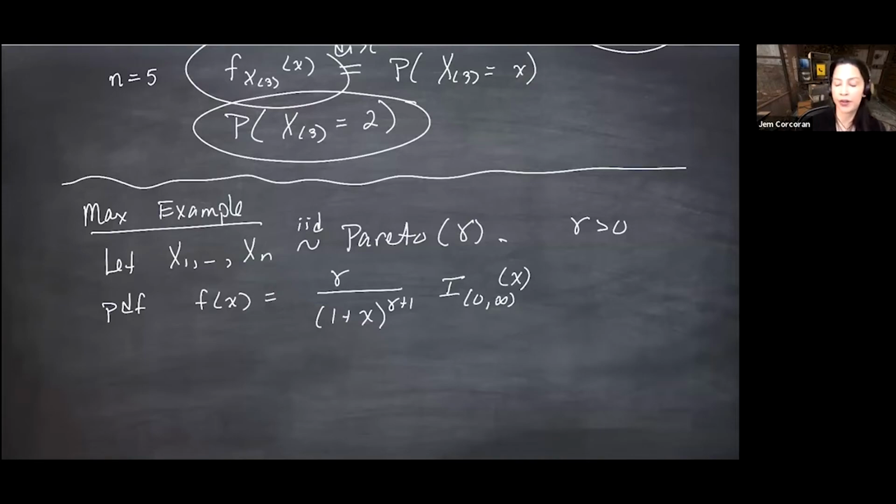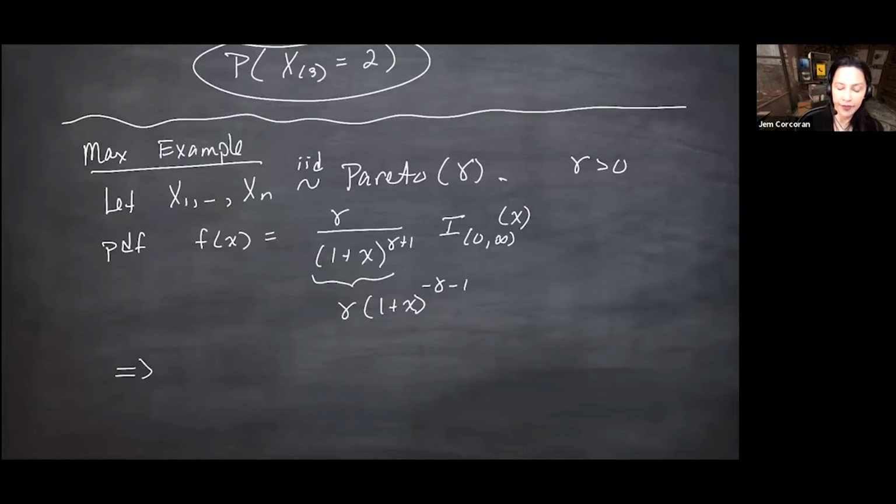So this is a Pareto distribution, and because this is a nice power, gamma times 1 plus x to the minus gamma minus 1, we can easily integrate it from 0 to x and find the CDF. Capital F is 1 minus 1 over 1 plus x to the gamma. And this is going to hold for x greater than or equal to 0.